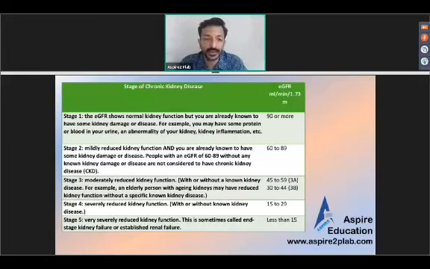If you just want to have an idea, if you know the numbers, we can easily remember it. More than 90 is stage 1, if there is any underlying kidney damage. If it is 60 to 89, that is stage 2. If it is 30 to 59, that is stage 3, but they have given 3A and 3B: 45 to 59 is 3A, and 30 to 44 is 3B. Then stage 4 is 15 to 29, and stage 5 is less than 15. So this is how we can stage chronic kidney disease.